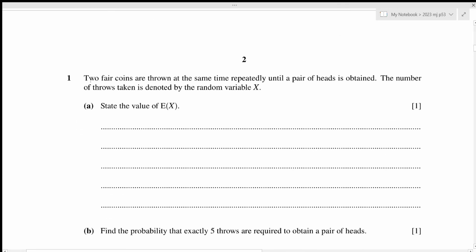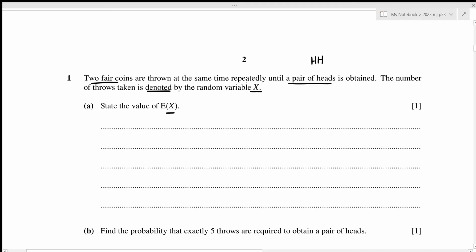For the first question, two fair coins are thrown at the same time repeatedly until a pair of heads is obtained. So pair of heads means we just require two heads, and the number of throws taken is denoted by the random variable x. Now we need to state the value of the expectation of x.